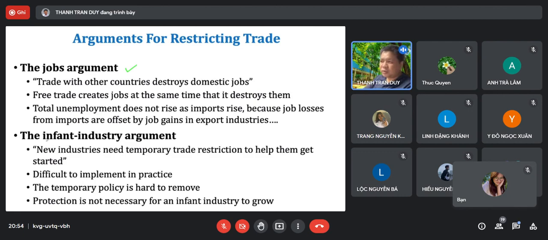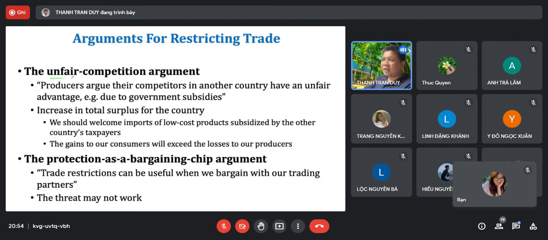Okay, and the second argument is to protect young firms, the infant industry. Infant industry means young firms, and young firms need protection. But in Vietnam, the government protects young industries for many years. They are still young, like the automobile industry, the car industry, the insurance industry. The government protects a lot, but it is still the same. There is no improvement. And this is normally the case.